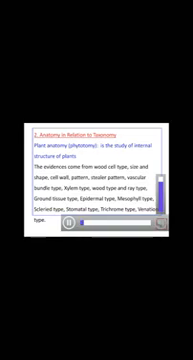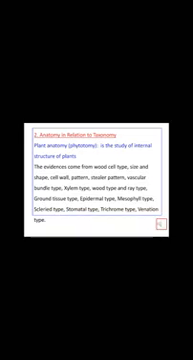Anatomy in relation to taxonomy. Plant anatomy is basically the study of internal structure of a plant. It is often called phytotomy.